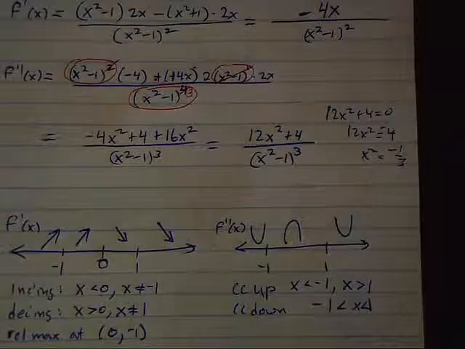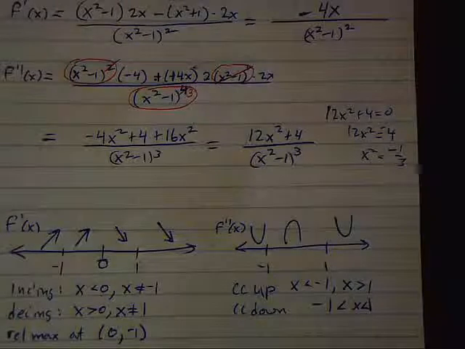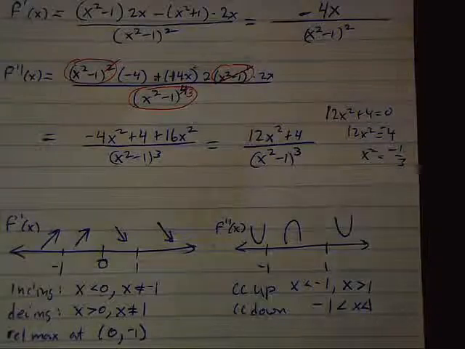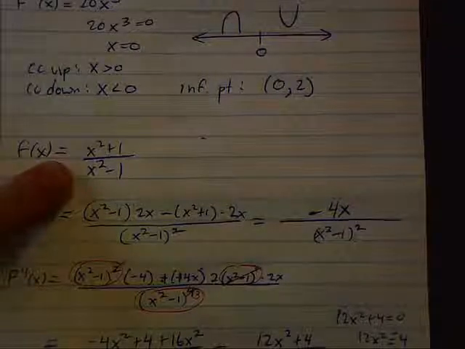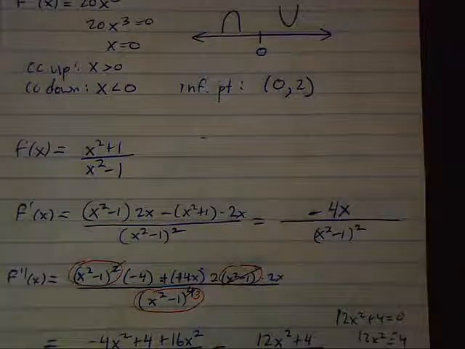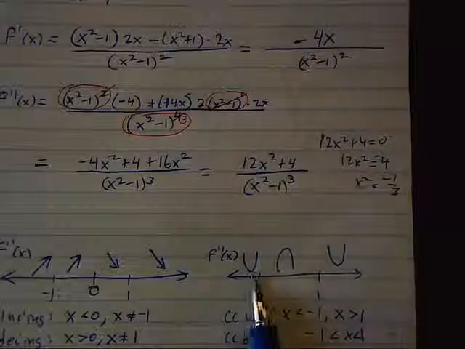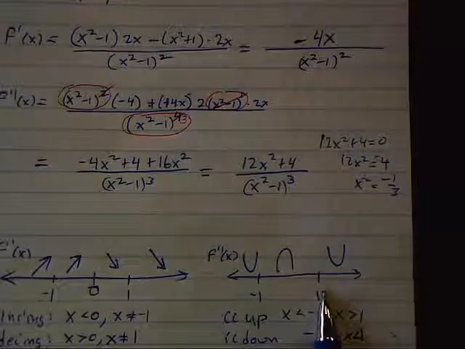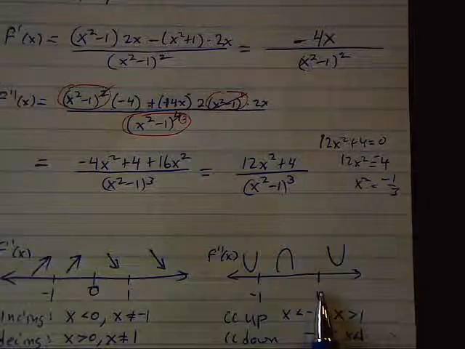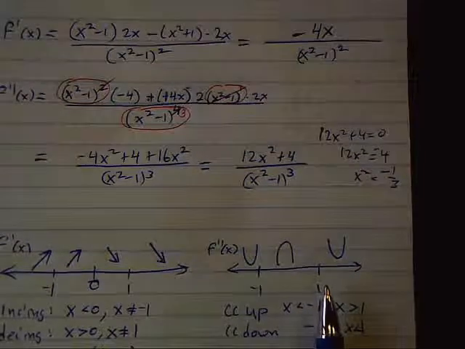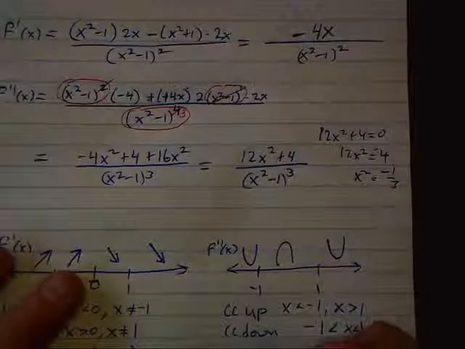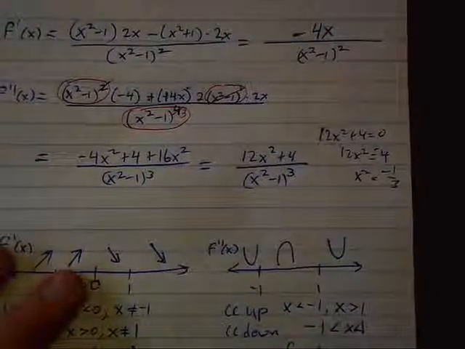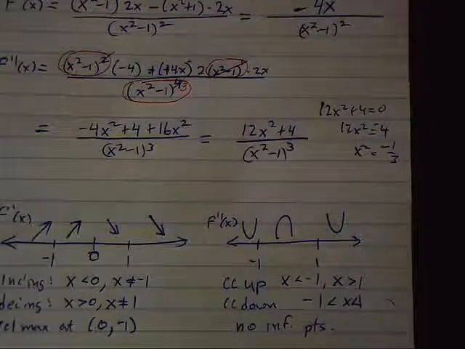And what about inflection points? Negative 1 and 1 are not inflection points. What's wrong with negative 1 and 1? They do not plug into the original function. So, we do have spots where the concavity is changing, but they are not inflection points because they are not in the domain of the original function. So what do we have for inflection points? None. There are none. And that can happen. No inflection points. That can happen.